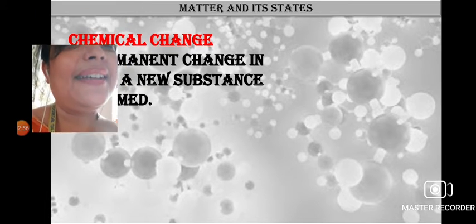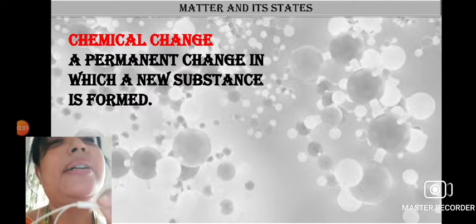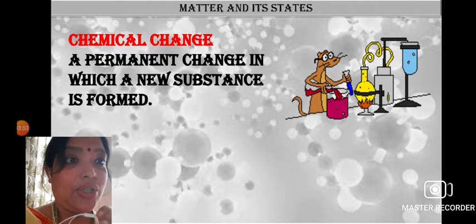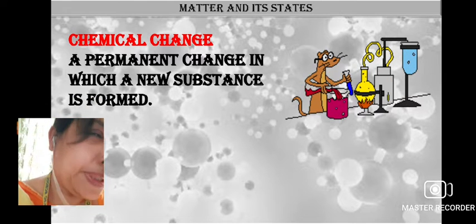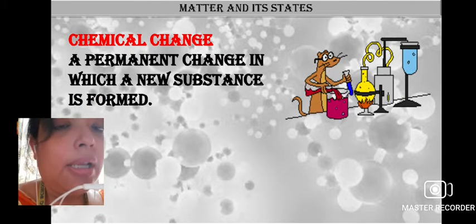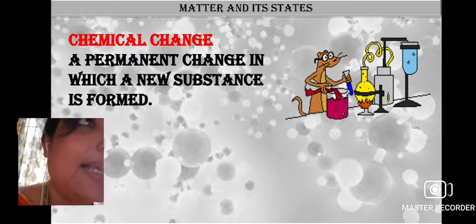So next are the physical change and the chemical change. The chemical change is a permanent change. Here in the picture you can see a change of a substance forming in a chemical laboratory. That is obviously a chemical change.